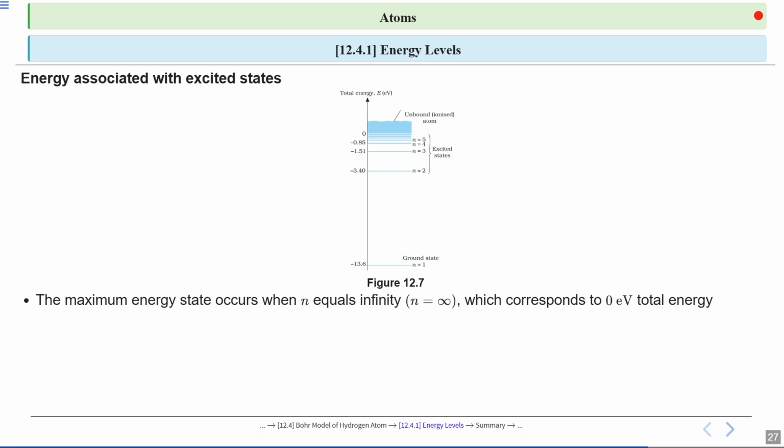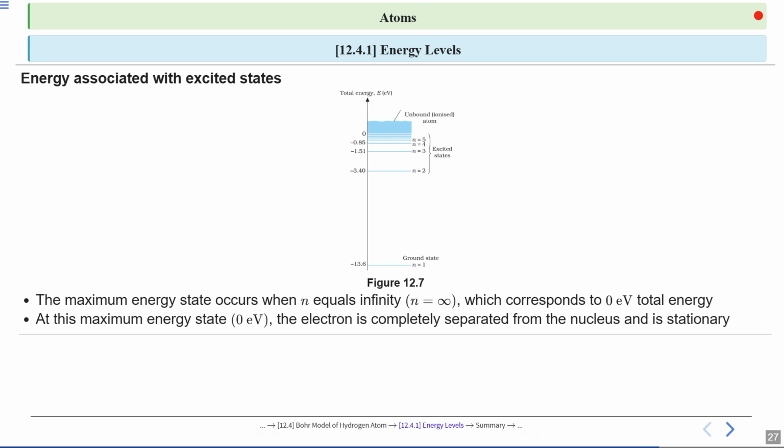The maximum energy state occurs when the principal quantum number n becomes infinity. In this case, the total energy of the electron is 0, or 0 electron volts. This means the electron is no longer bound to the nucleus at all. At this maximum energy state of 0 electron volts, the electron is completely separated from the nucleus and is stationary. In other words, the atom is ionized and the electron is free.